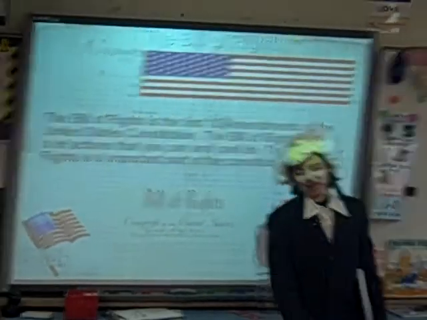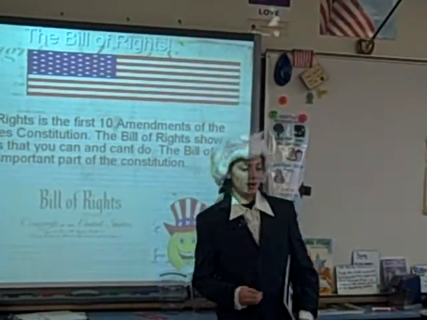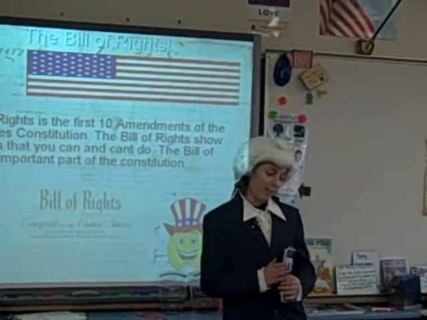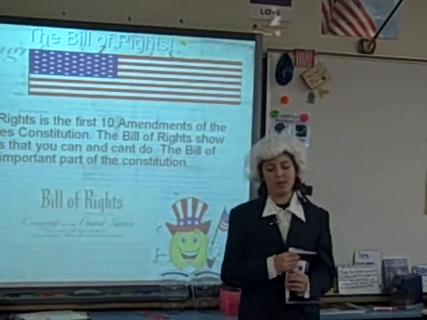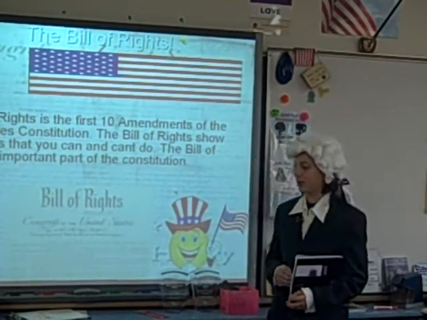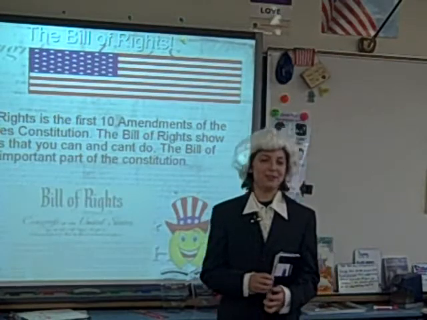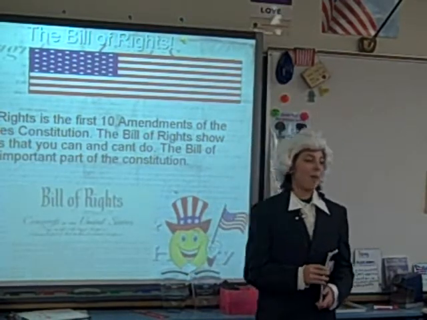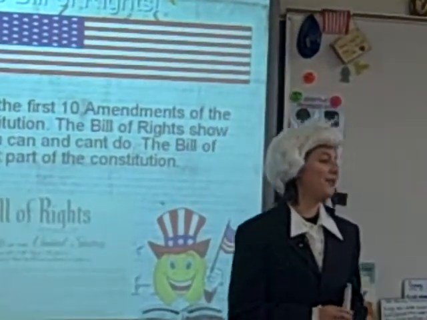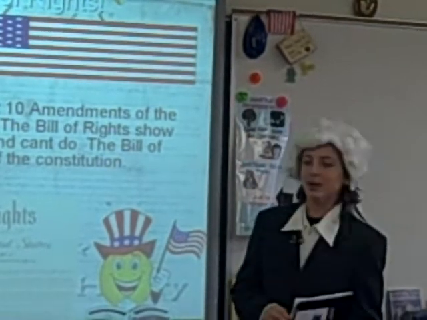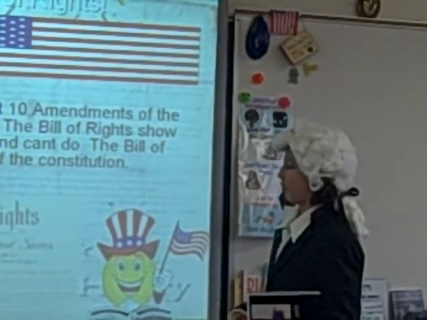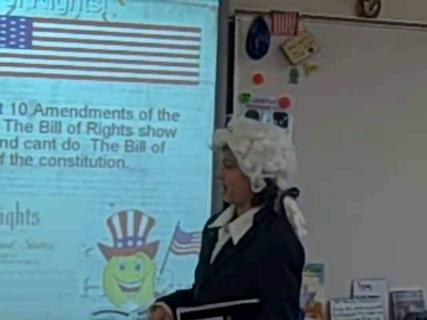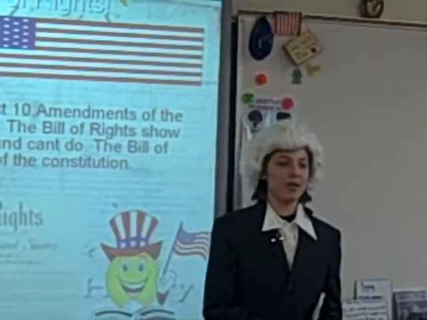The Bill of Rights are 10 amendments, the first 10 amendments of the Constitution. James Madison, which is me, wrote all of them. I submitted 12, and only 10 of them were accepted. The other two were vetoed. Two-thirds of the Congress have to vote for it.